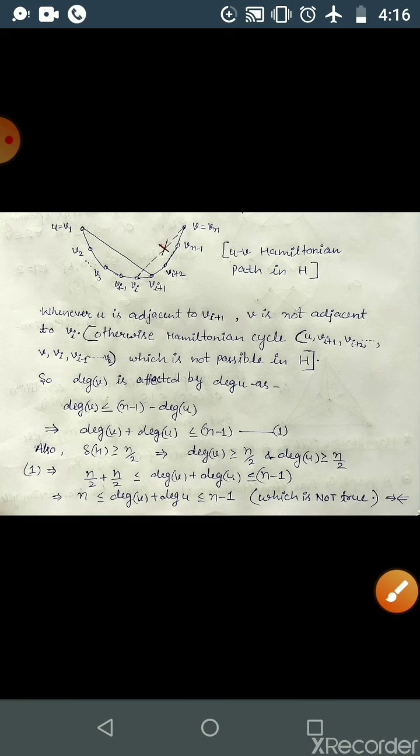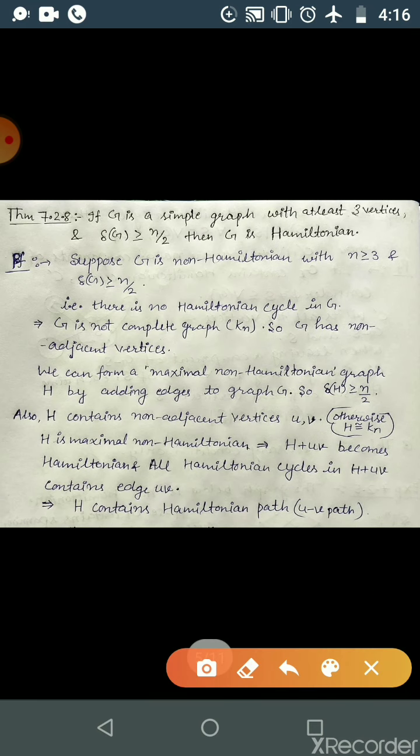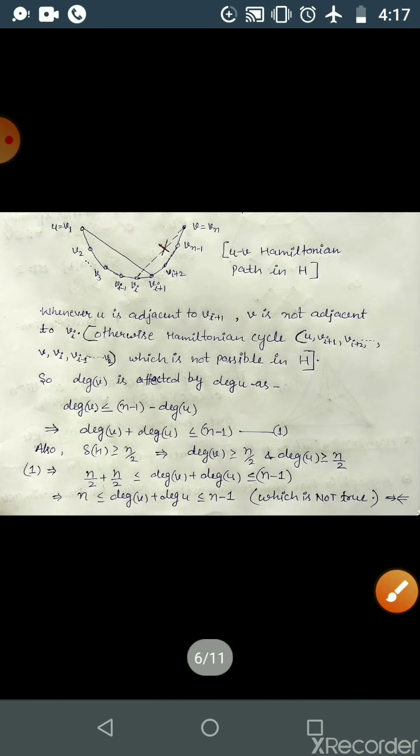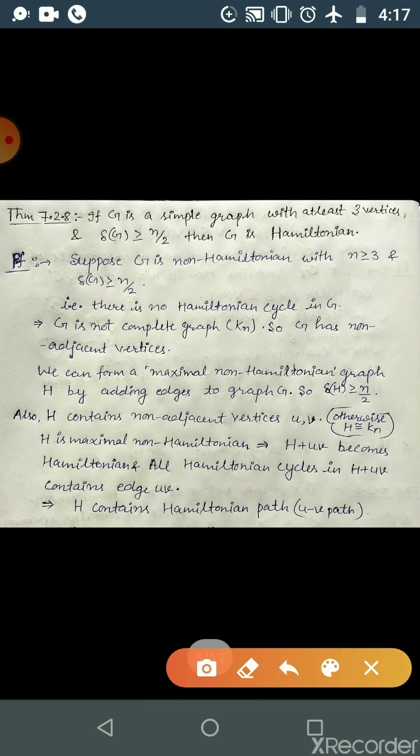We assumed that H is a non-Hamiltonian graph, we considered this one. We can consider any G with this H. So that's why G becomes Hamiltonian, because the assumption is wrong. Whenever we consider this, we get this thing, correct. So I hope this is clear. You can just remember this result.